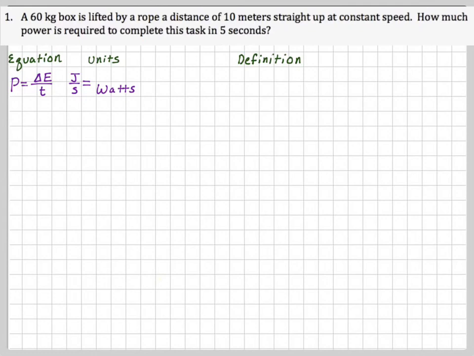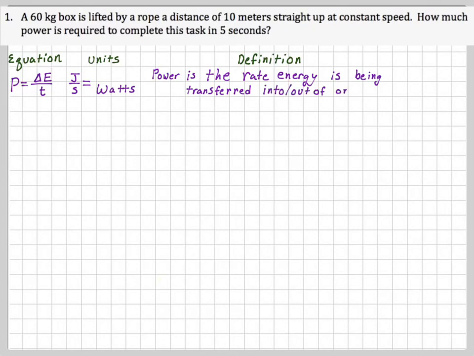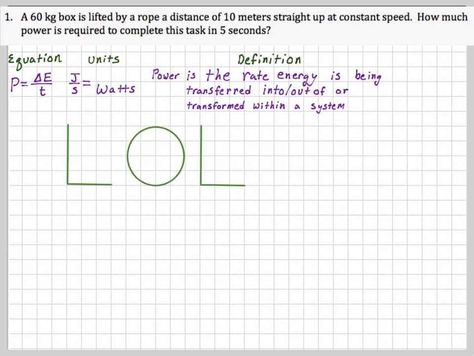And the definition is that power is the rate that energy is being transferred into or out of the system or transformed within a system. So it's a rate. Power is a rate. It's the amount of joules that are being transferred or transformed every second. And we measure that in watts. So now let's jump into this problem.